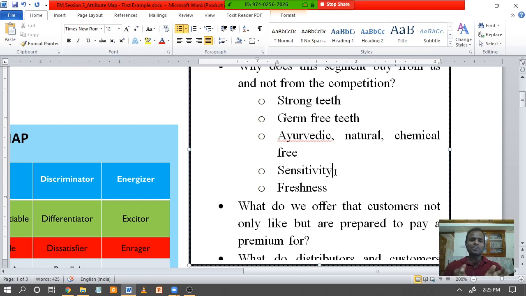When you look at Pepsodent, they say germ-free teeth. When you look at Colgate, they say strong teeth. Now you see the market is actually segmented like this. There are people who are interested in having strong gums, strong teeth. There are people who are interested in having germ-free teeth.